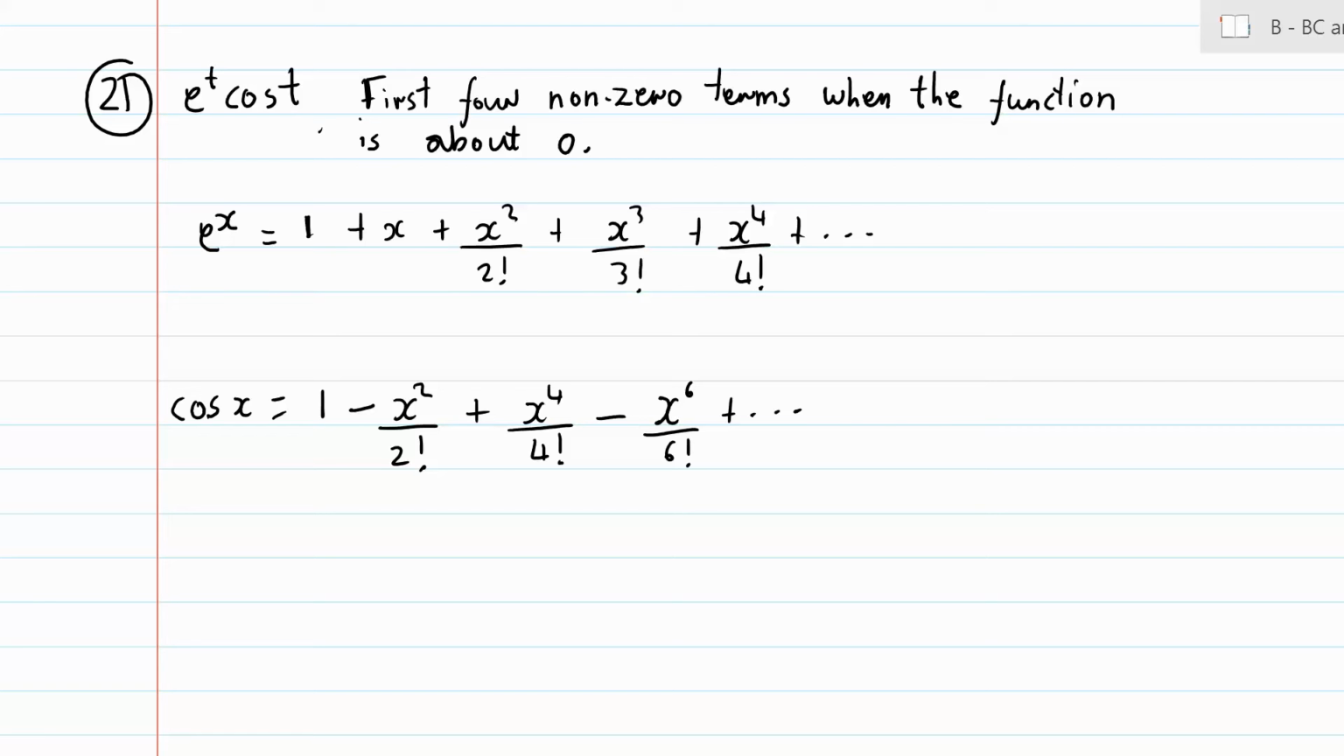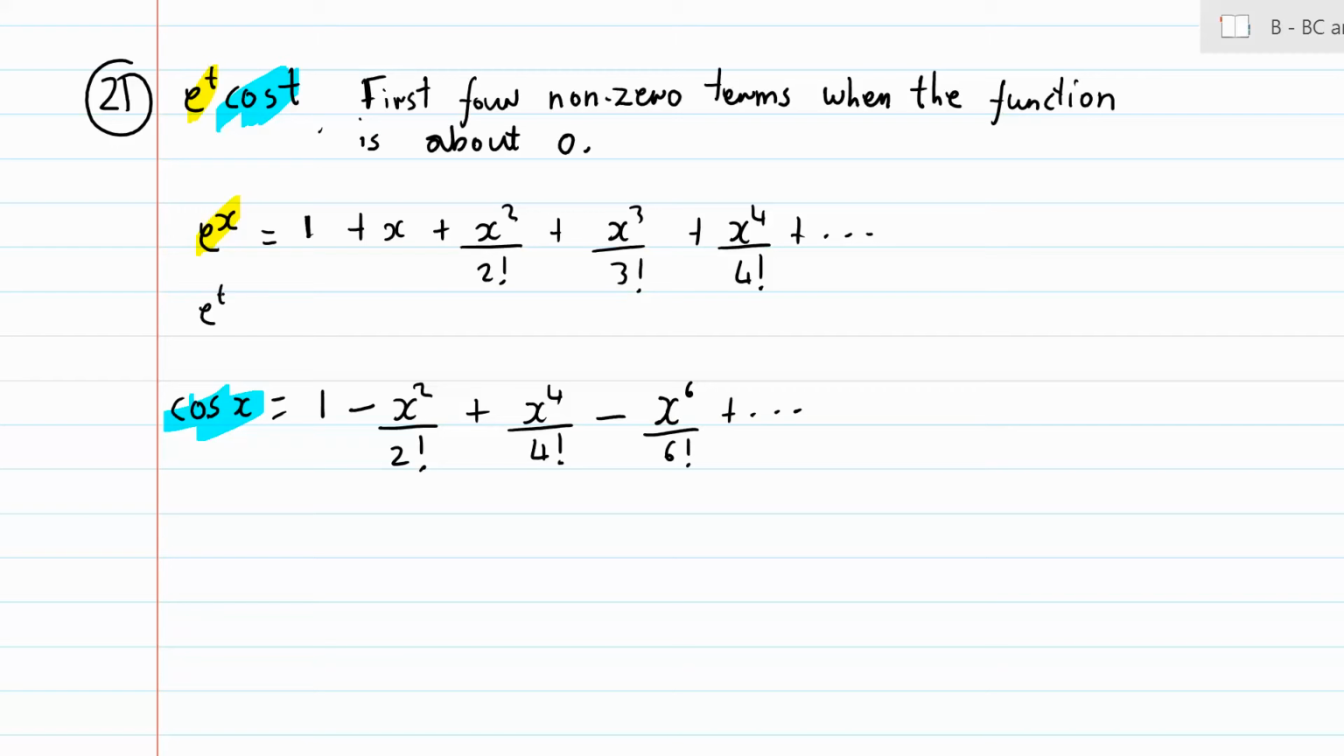I have been asked to do number 21, which is to find the first four non-zero terms of the Maclaurin series for the function f(t) = e^t cos t. Now, just by looking at these two functions, we know that this looks like that, and we also know that this looks like that. So we substitute t into the Taylor series for both of them.